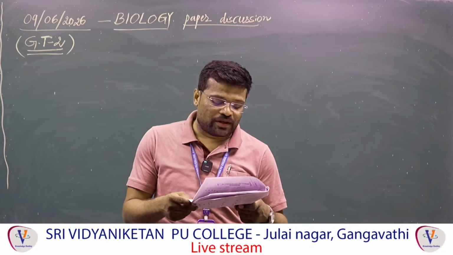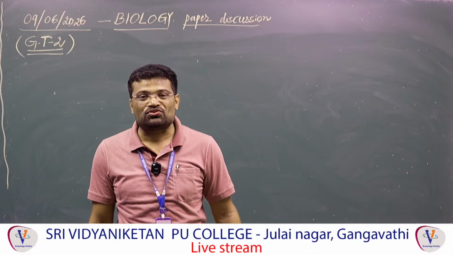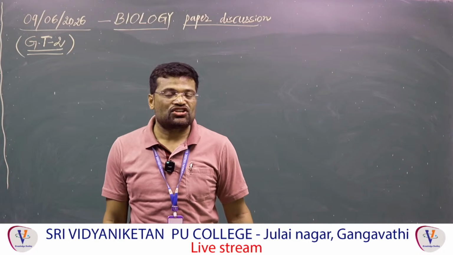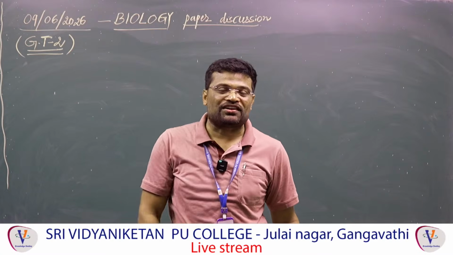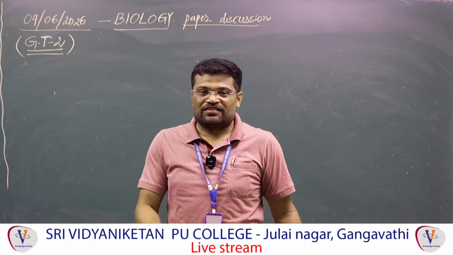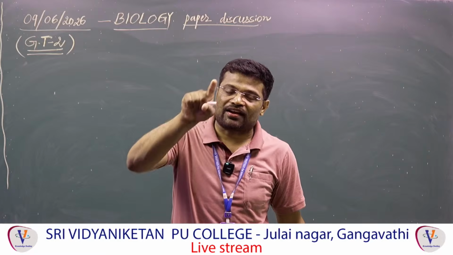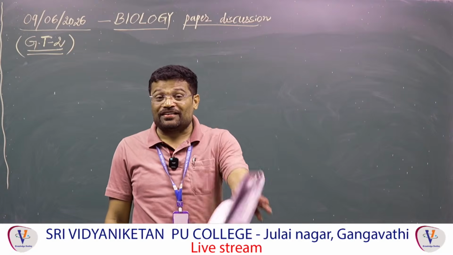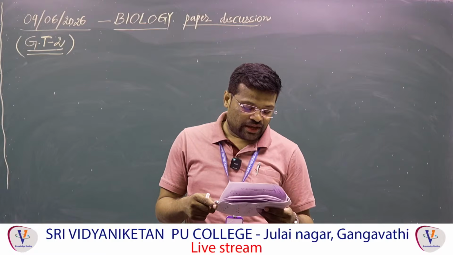And C, keystone species. Option 1, species with major ecological role. Do you know the meaning of keystone species? We have learnt about keystone species in the biodiversity conservation chapter. The species which drives major ecosystem functions are called keystone species. In the Western Ghats ecosystem, major keystone species are amphibians. Don't forget that. So your answer is 1, A3.